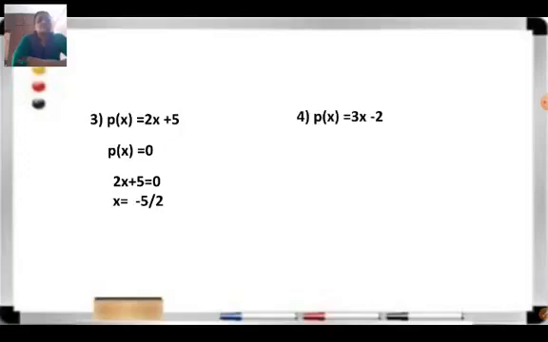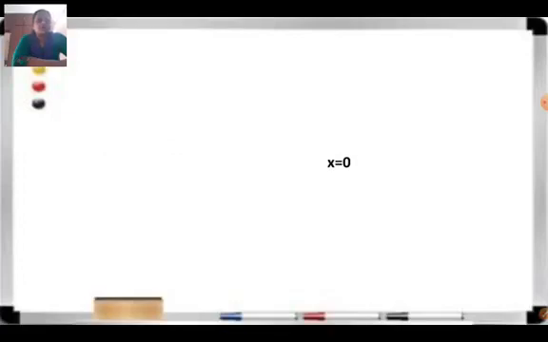Next one, question number 4. P of x equal to 3x minus 2. So 3x minus 2, same way we will do it. P of x equal to 0, so 3x minus 2 equal to 0. First we will shift the minus 2 to that side. It will become 2, and x equal to 2 by 3. So x equal to 2 by 3 is called what? A 0 of the given polynomial. Now question number 5.